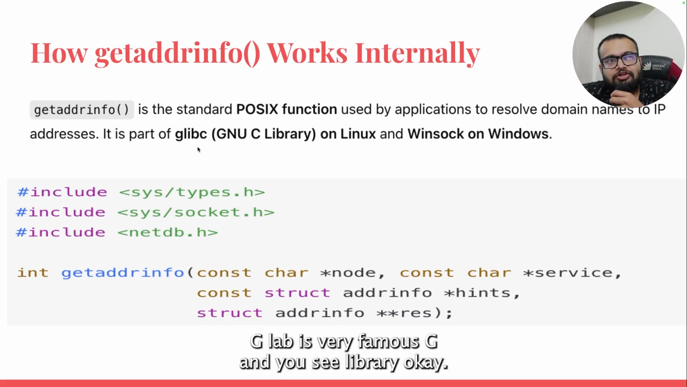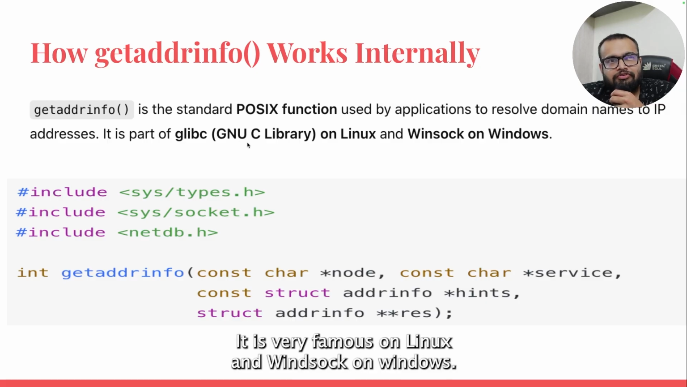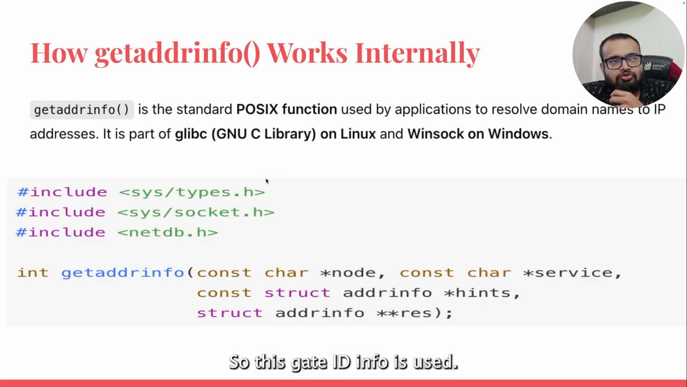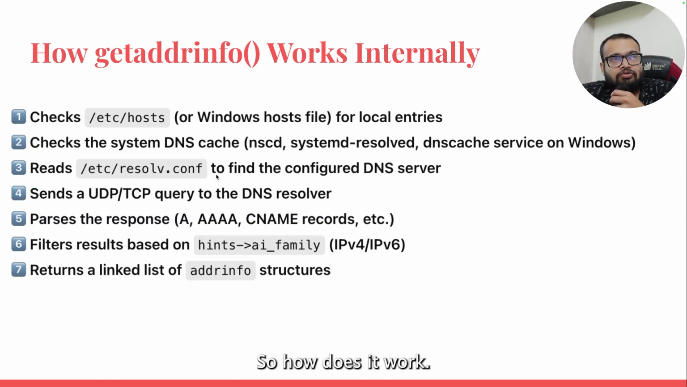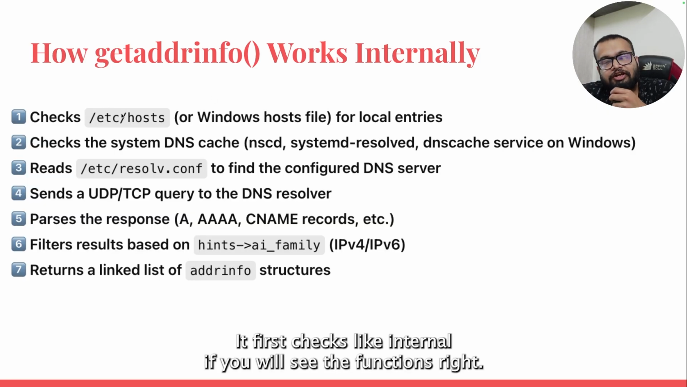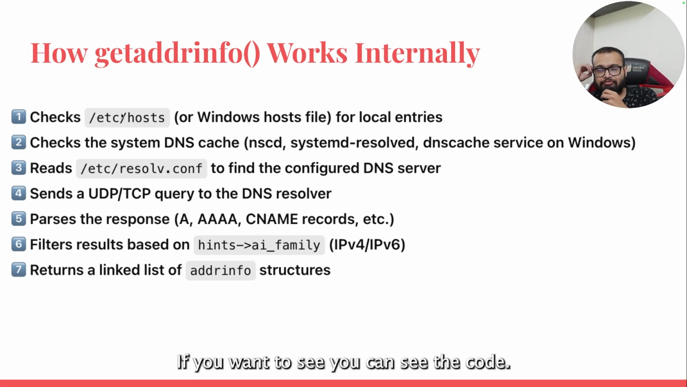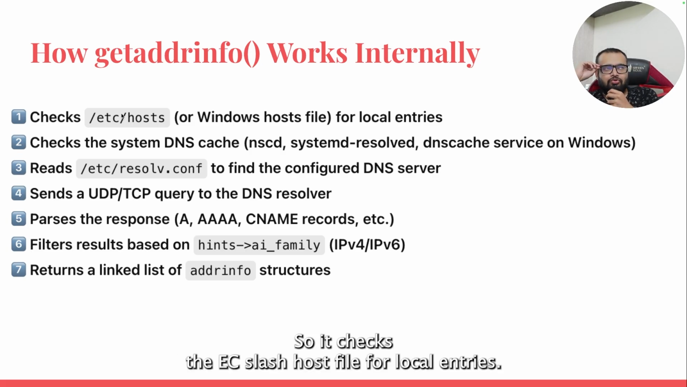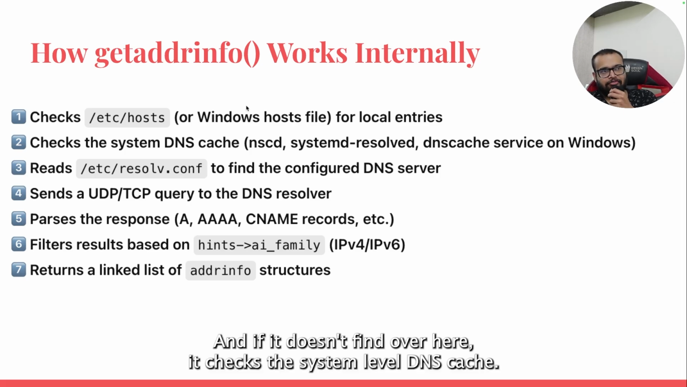glibc is the very famous GNU C library on Linux, and Winsock on Windows. So this getaddrinfo is used. Okay, so how does it work? If you want to see, you can see the code. It first checks the /etc/hosts file for local entries. If it doesn't find it there, it checks the system level DNS cache.